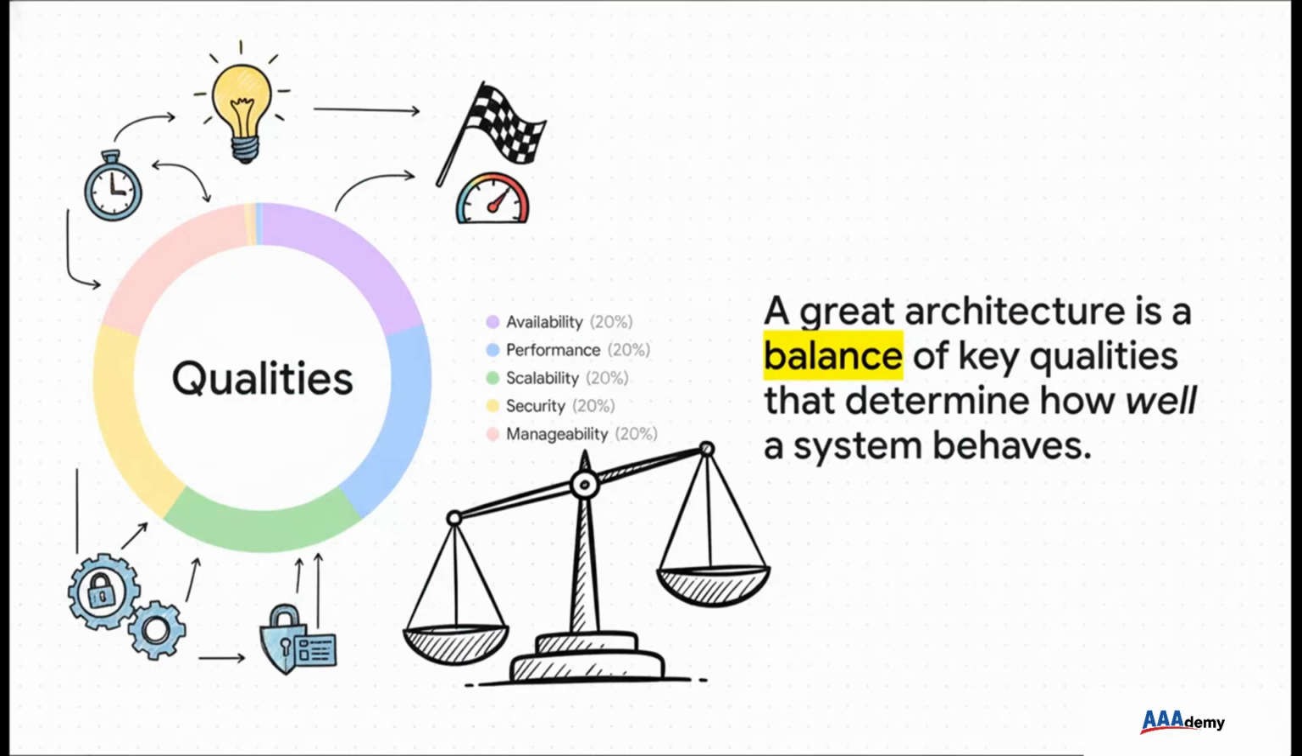And as you can see here, a great architecture is all about finding the right balance. It has to guarantee the system is available. That it's actually up and running when you need it. It has to perform well, so it's fast and responsive. It needs to be able to scale to handle more and more users without falling over. Of course, it has to be secure from all kinds of threats. And finally, it has to be manageable for the poor folks who have to run it day in and day out. If you fail in any one of these areas, the entire design is pretty much a failure.